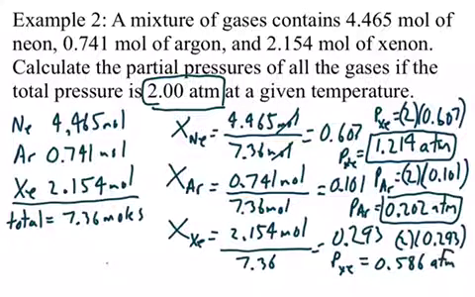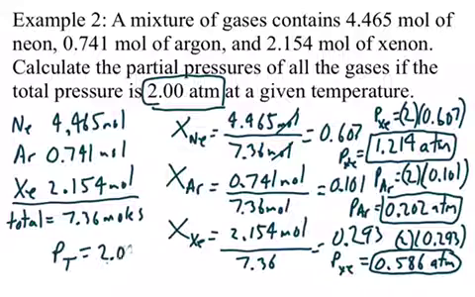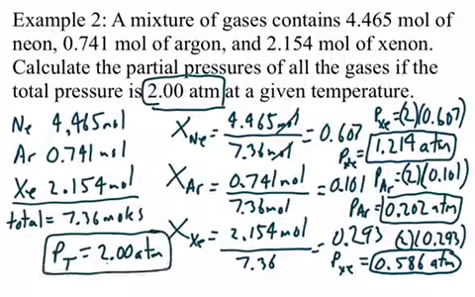Now, remember what I told you. Here's a way to check this. If you were to add 1.214 plus 0.202 plus 0.586, you will get the sum of these partial pressures to equal this total, which is 2 atms. You will get this if you add those 3 partial pressures. Okay? So I want you to keep that in mind.